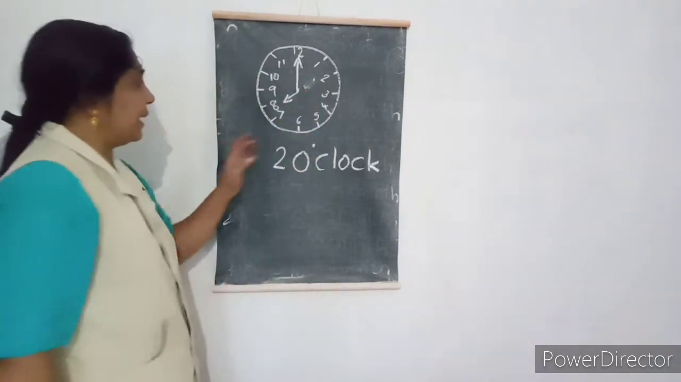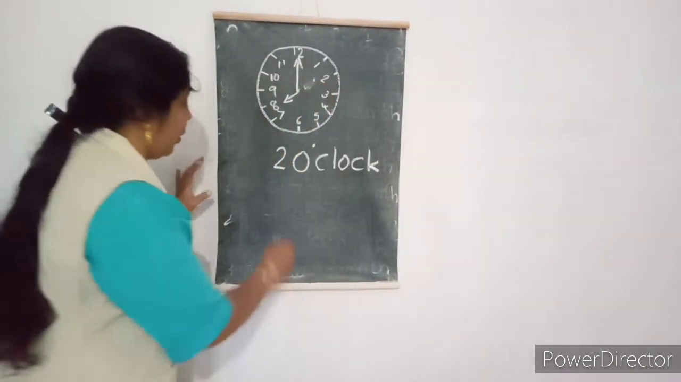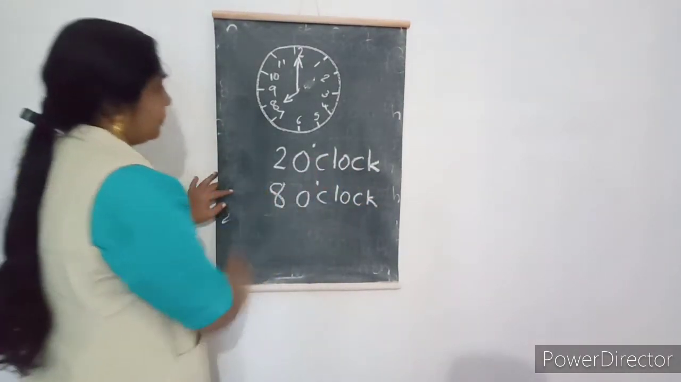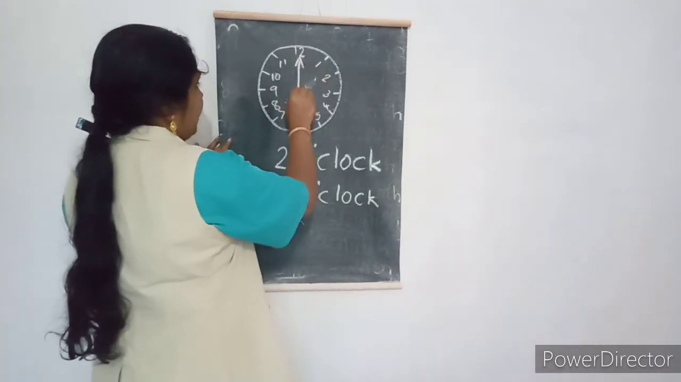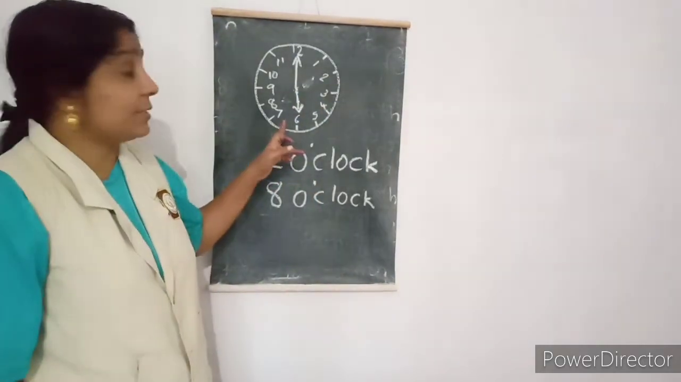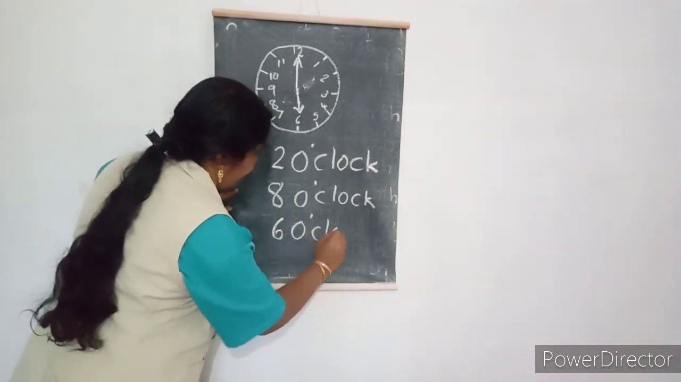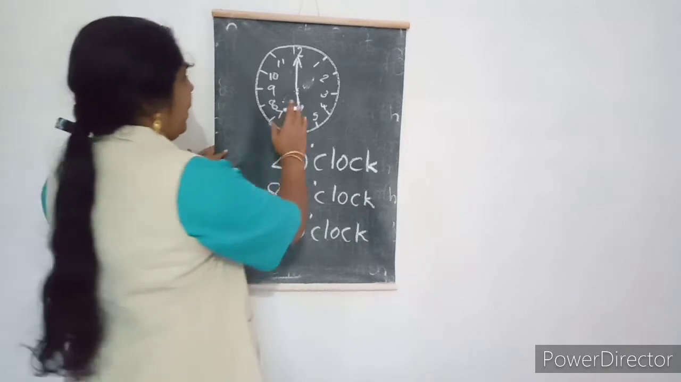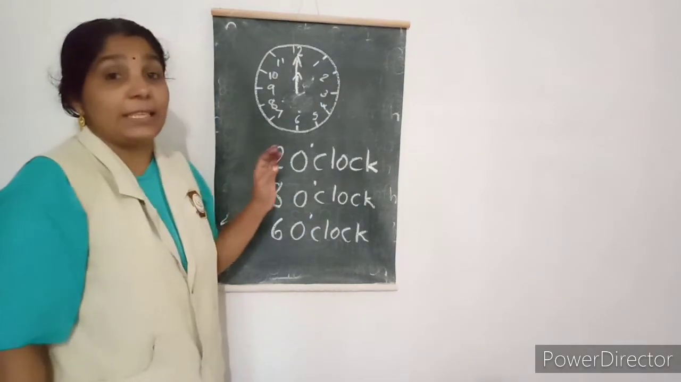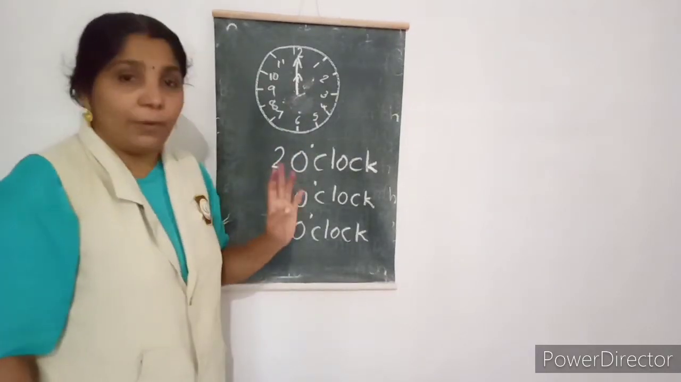Then the short hand is at 8 and the long hand is at 12. The time is 8 o'clock. And then the short hand is at 6. That is 6 o'clock. And when the long hand and short hand are both at 12, that is 12 o'clock.